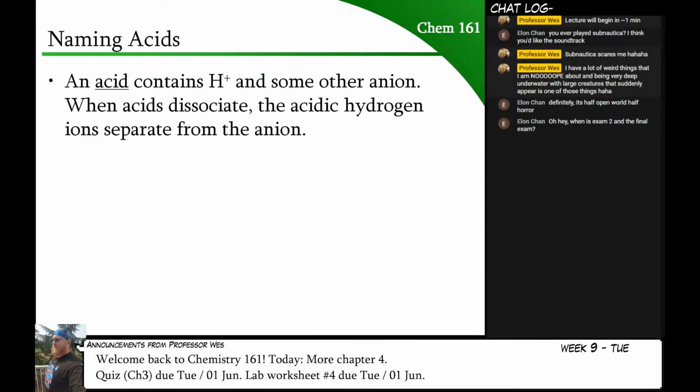We were naming compounds last week. We named ionic compounds. We named covalent compounds. But we did not name acids, so we're going to do that. Hour exam 2 and the final: check the syllabus. Those dates are in the syllabus. I don't know them off the top of my head, though.